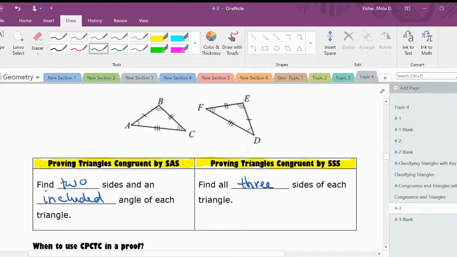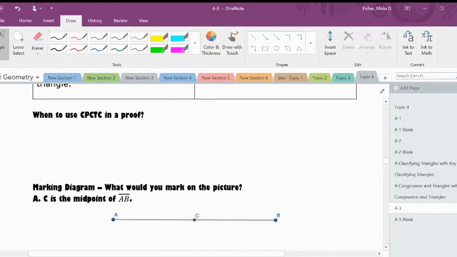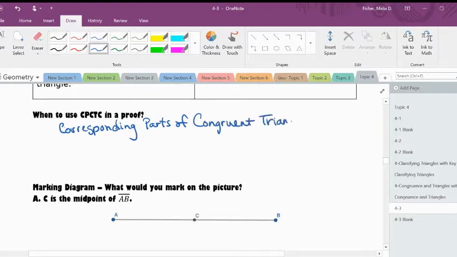Now we're going to ask ourselves when to use CPCTC in a proof. First of all, remember what CPCTC stands for. It's corresponding parts of congruent triangles are congruent. So we have our CPCTC.